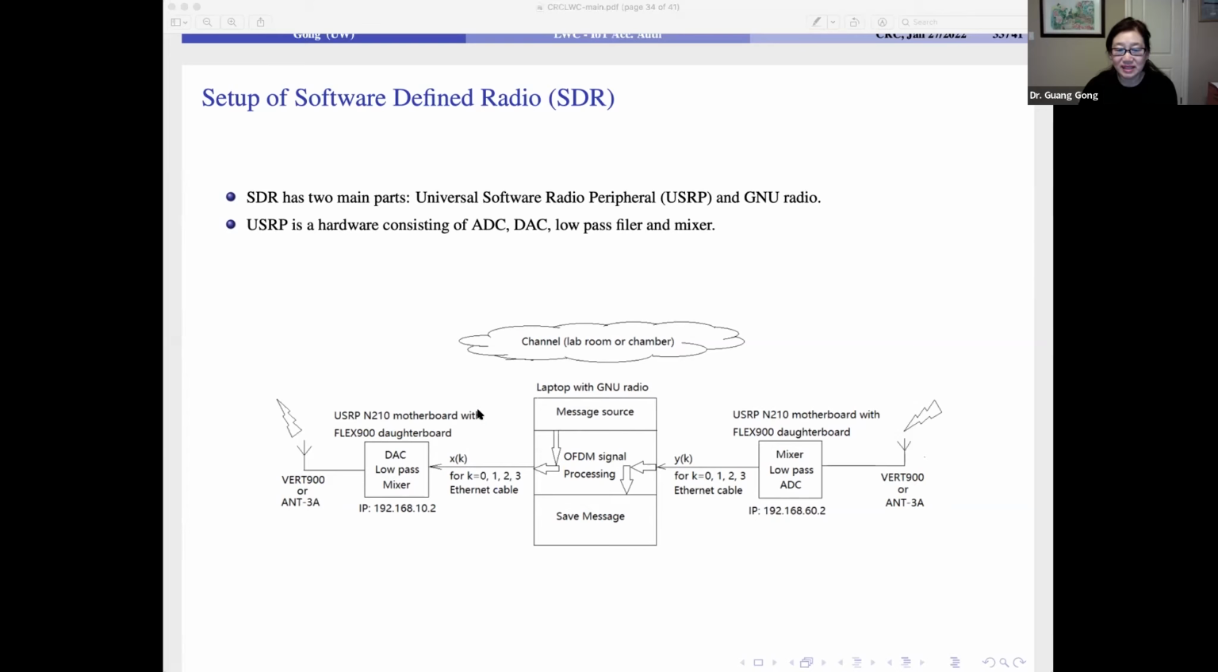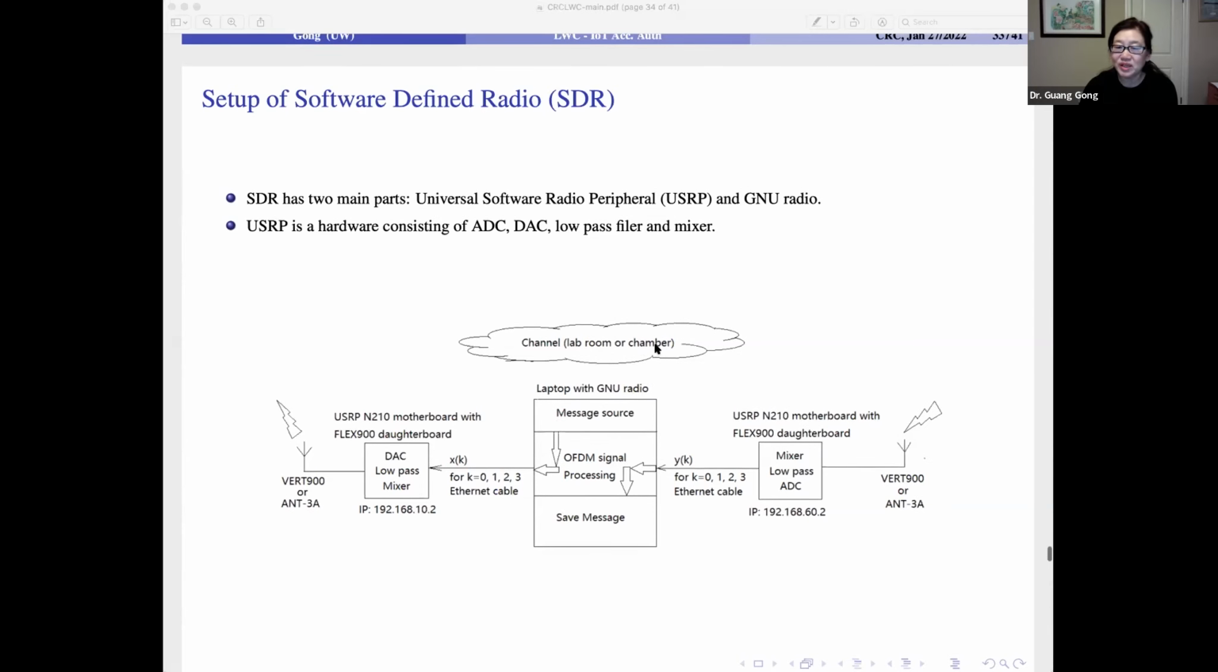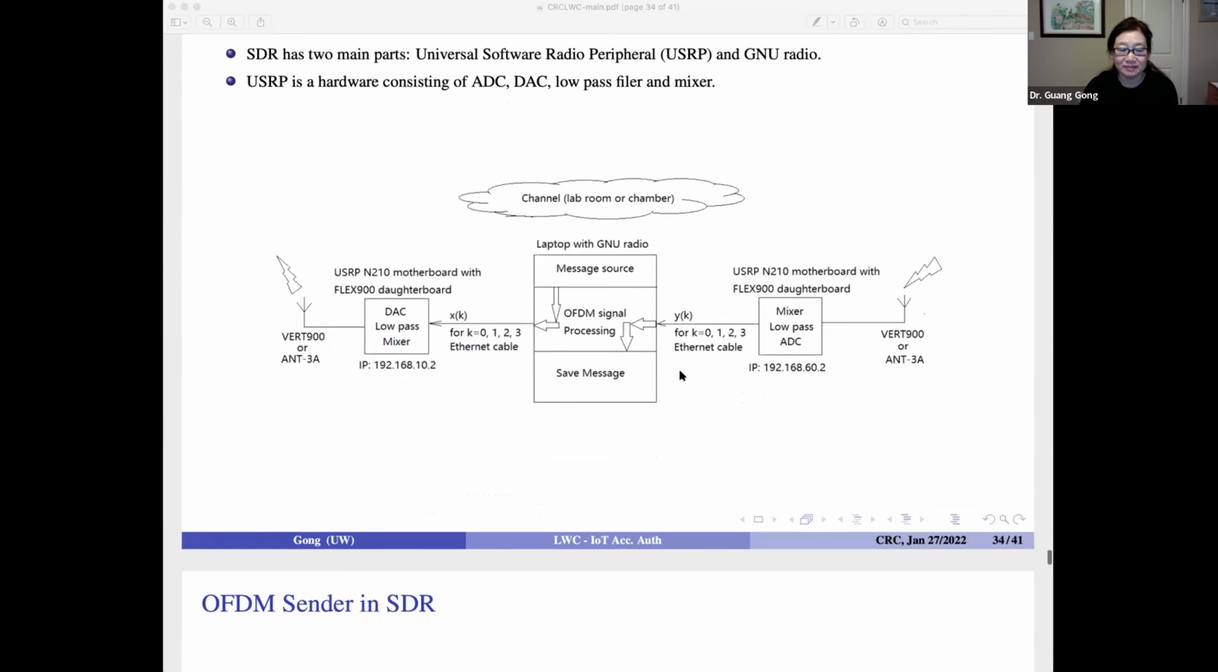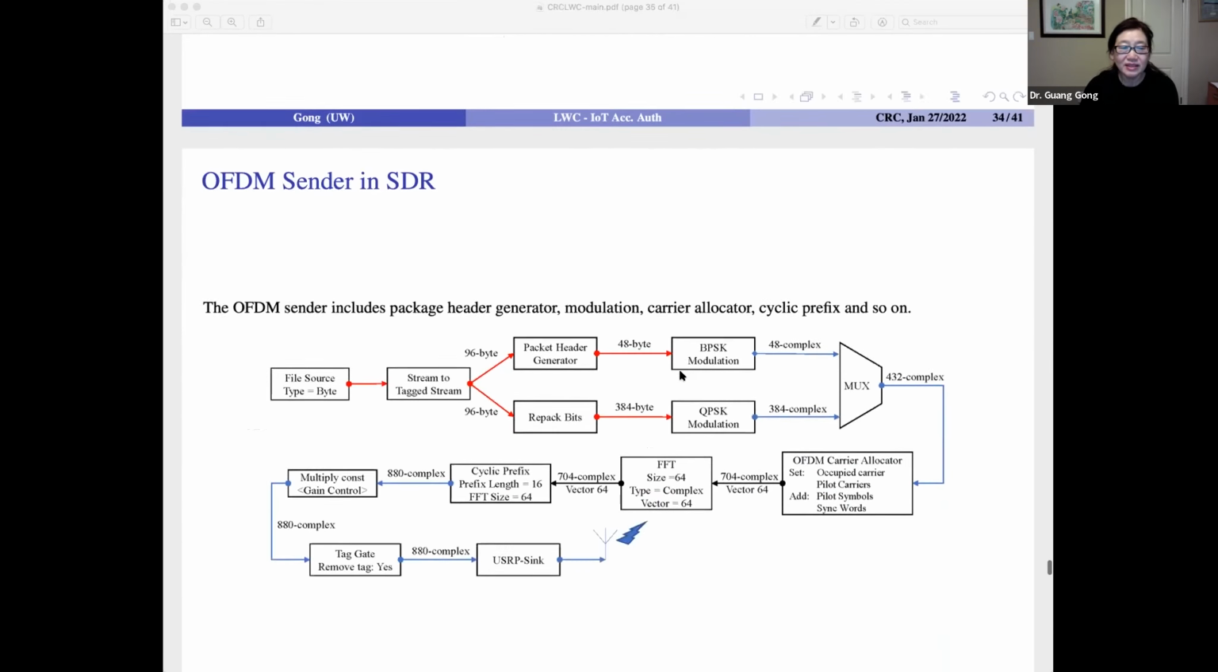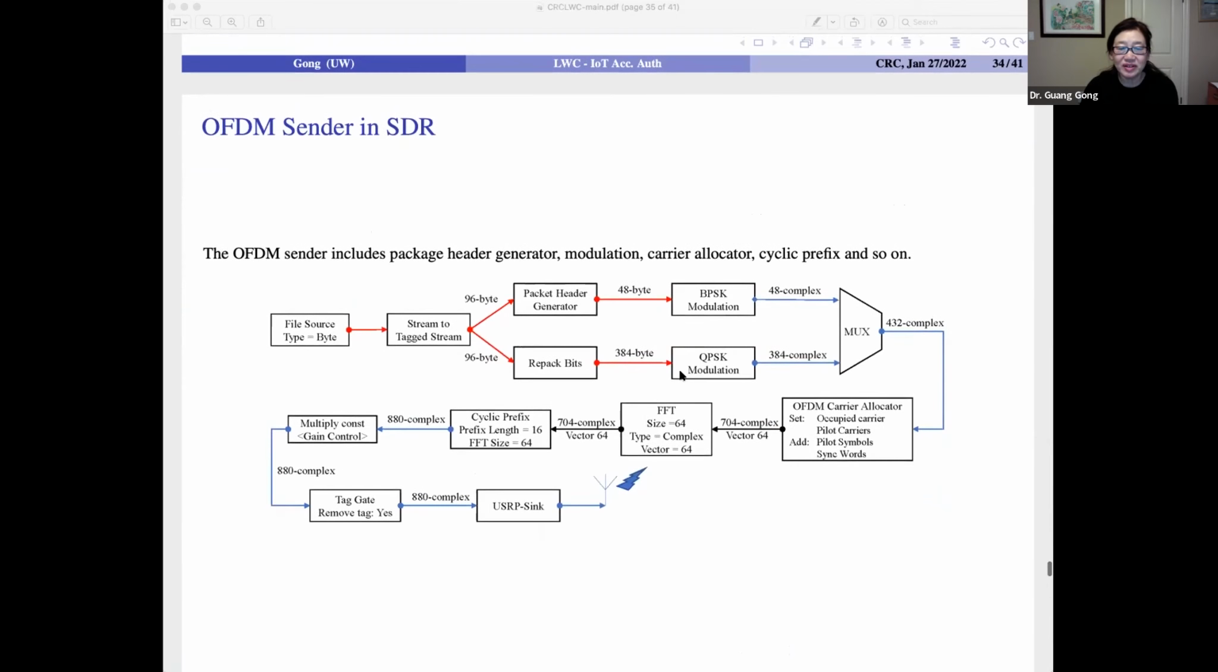This is what in the channel could have two different channels, like we did in the lab room, or we did in the chamber, because during that time we did not have much resource. We have a chamber there, but the setup is not that easy. Okay, so this is the OFDM sender in the software-defined radio.